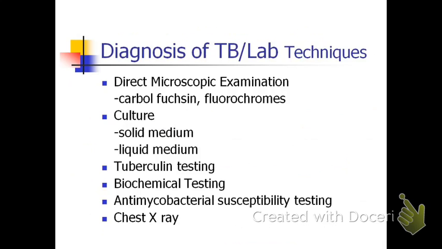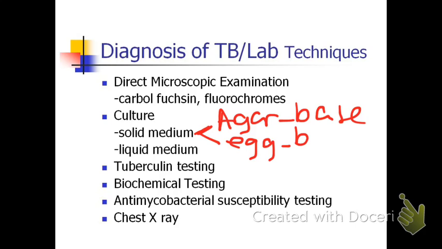For the culture medium, we are using two types of culture media. Take note that we could use the solid medium. Now, the solid medium is further divided into agar-based and the other one is egg-based. Then the liquid medium serves as the enrichment medium. Tuberculin testing is an example of a skin test for tuberculosis. Later on we will discuss the different ways of doing the tuberculin testing.